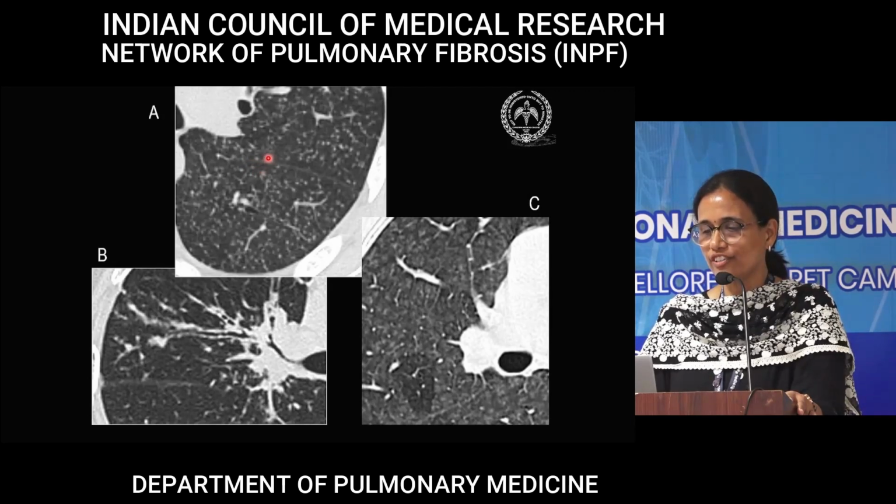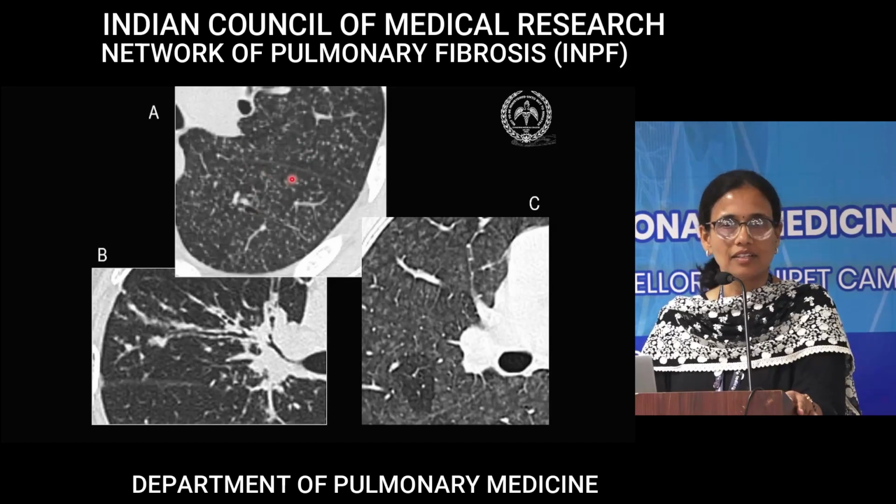Are there nodules along the fissure? See this? See here? See some here? So there are some nodules along the fissure and pleura, but are they predominantly there or are they all over? All over. So this is random. Excellent. So this is random distribution.